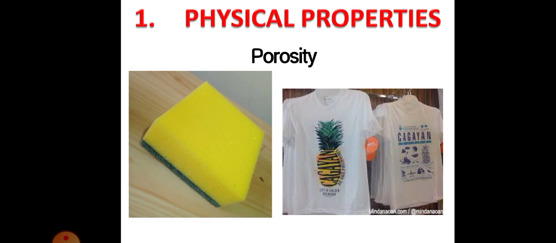Next, porosity. When we say porosity, okay, what pictures do you see there is actually a sponge and a cotton shirt. Porosity is the ability of a material to hold liquid at a certain extent. Diba kapag naghuhugas tayo ng pinggan using the sponge, what do you observe? Yung liquid, sa paghuhugas natin, nasa loob siya or hinuhold siya ng sponge. Matatanggal lang yung liquid kapag ini-squeeze na natin siya.